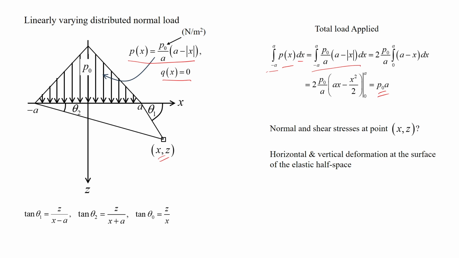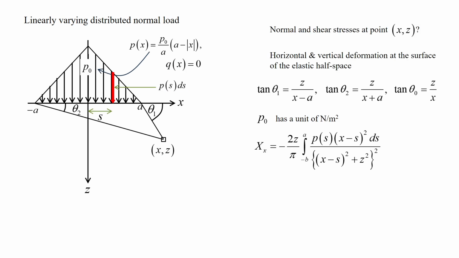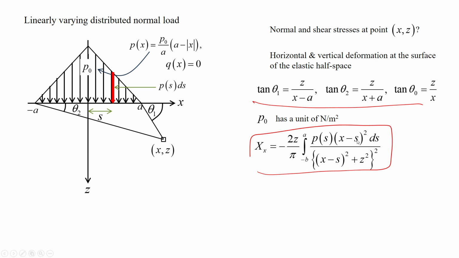So, we will follow the same process as we did for the uniform load, and again over here we have this quantity x x, which we have already defined like that. Here this x x can be written as minus 2 z y. Now, p s is equal to p 0 into a minus x. So, this integration needs to be written something like this: 2 z by pi, and you go from minus a to 0, and in this regime p s is equal to p 0. So, this value should be negative.